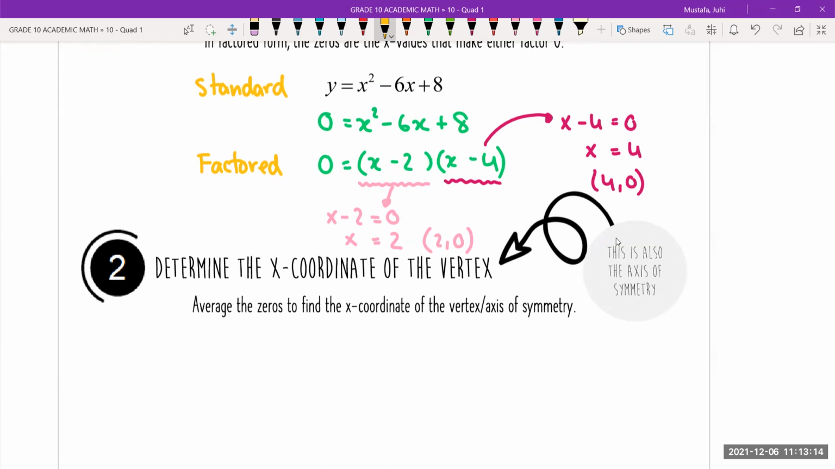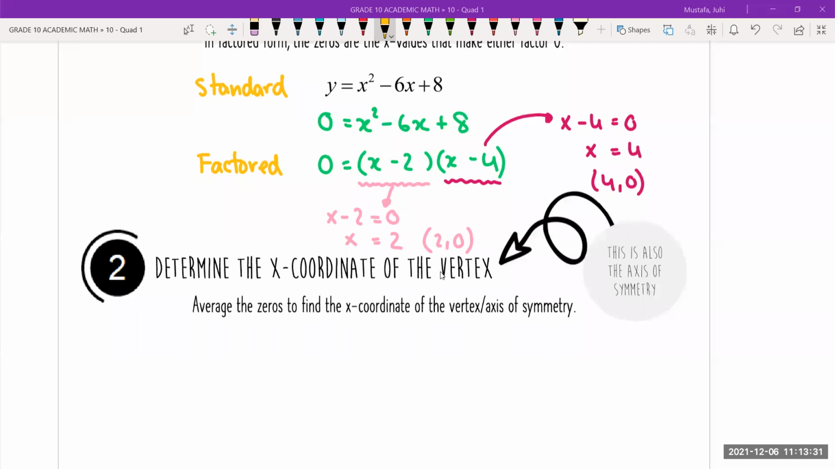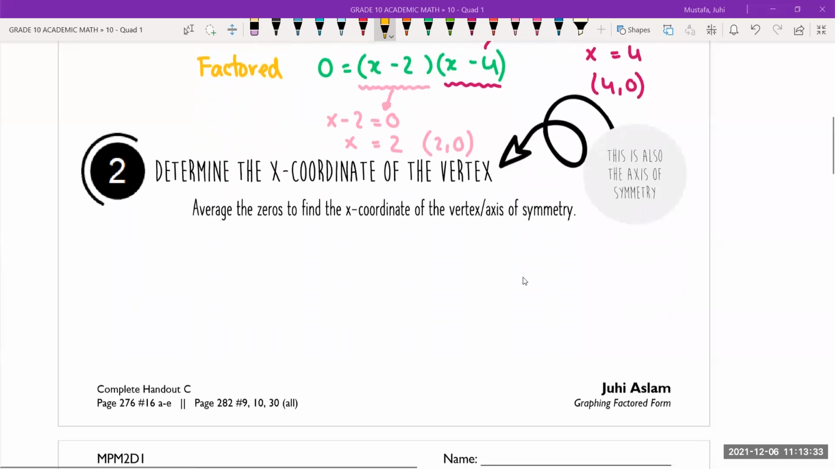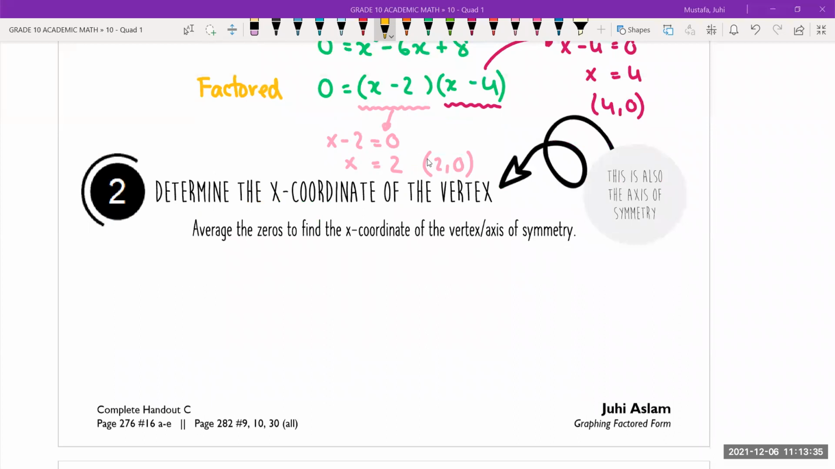And it should be noted that the x-coordinate of the vertex is also known as your axis of symmetry. Okay, so what we're going to do to figure out the x coordinate of our vertex is take an average of these 2 points. So our points were x is equal to 2 and x is equal to 4.